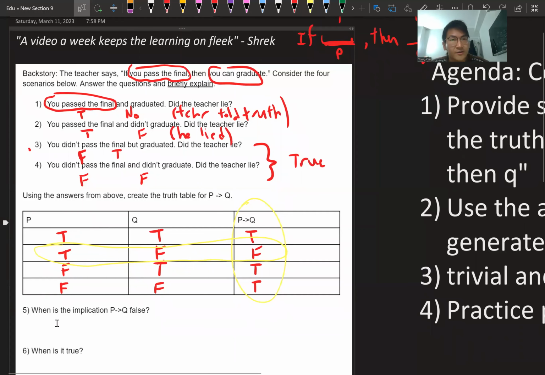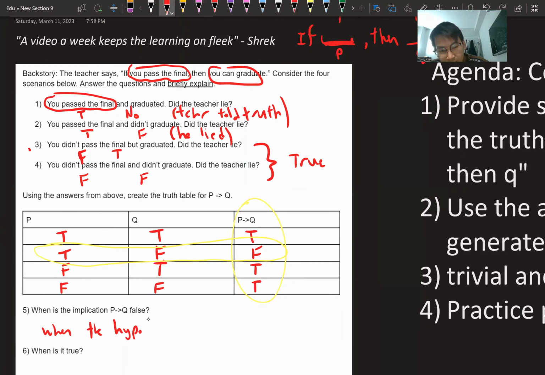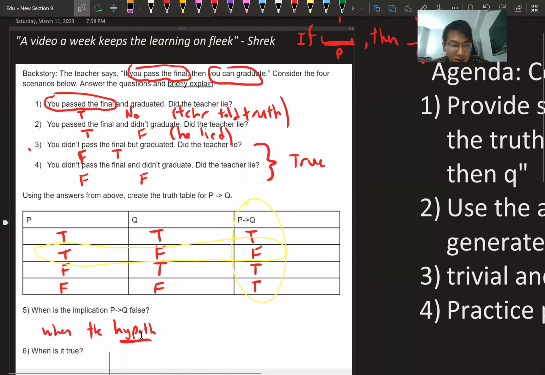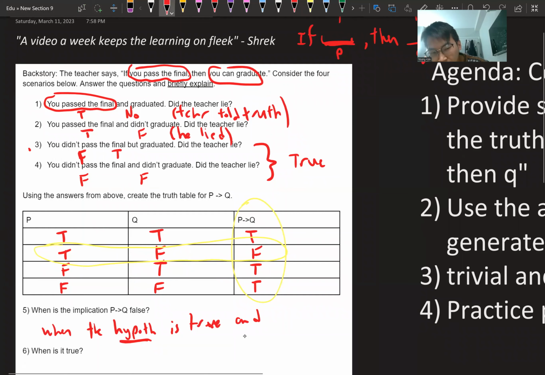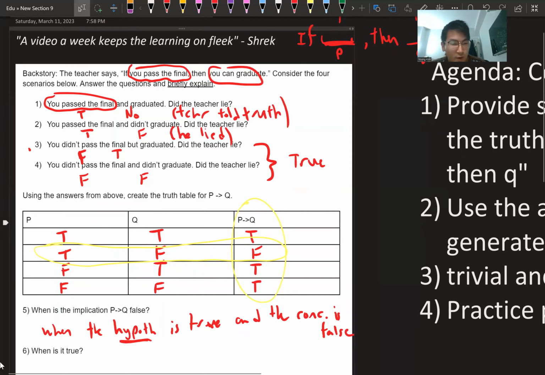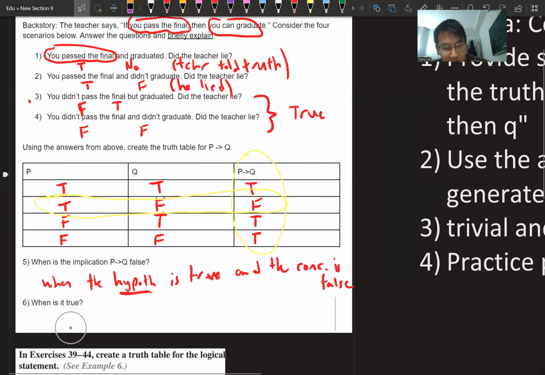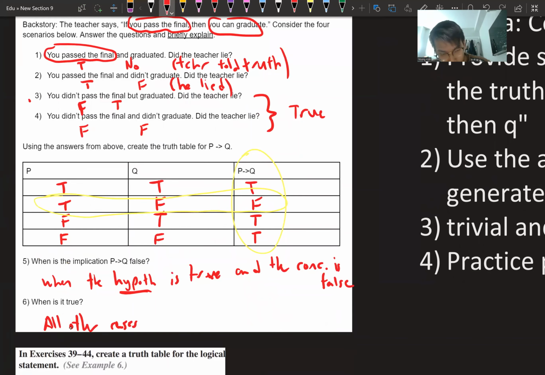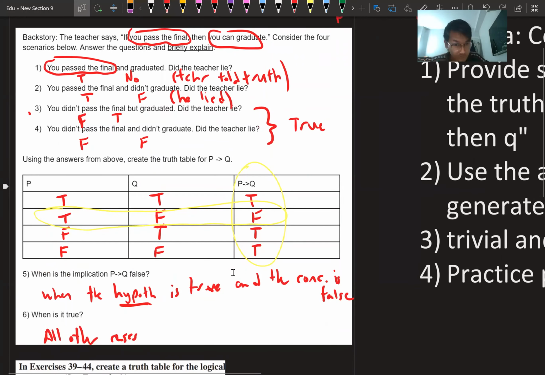Number five segues from this: when is the implication P implies Q false? We say when the hypothesis is true and the conclusion is false. It's better to say the hypothesis, because you could really mess with somebody by using Q instead. And when is it true? You could say all other cases, or in these three cases. Okay, great.